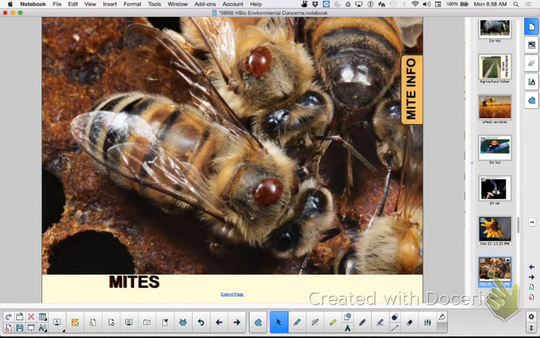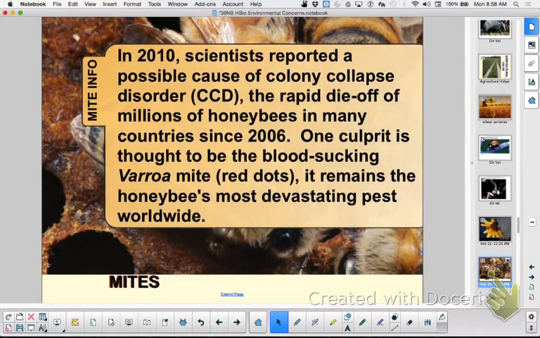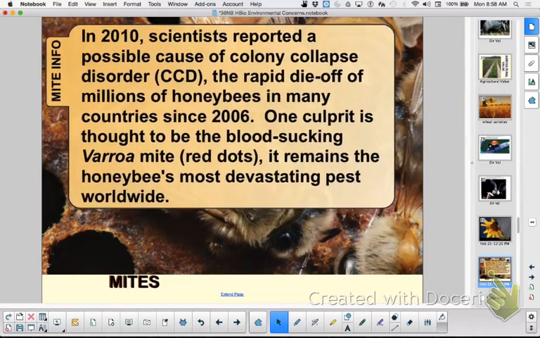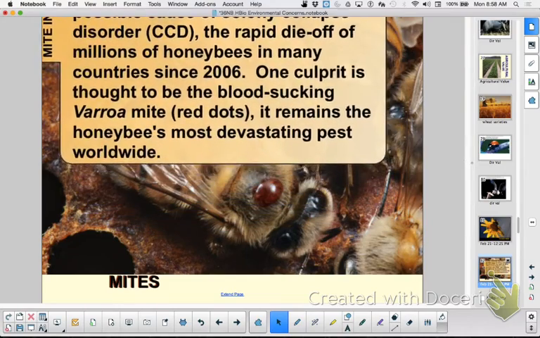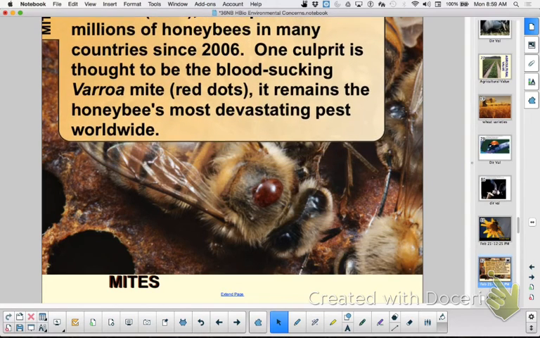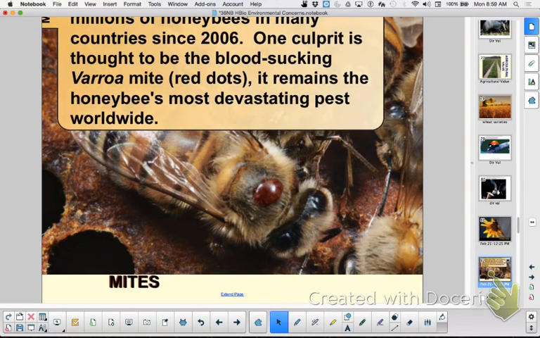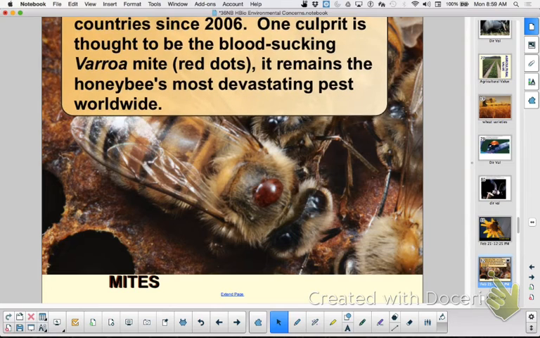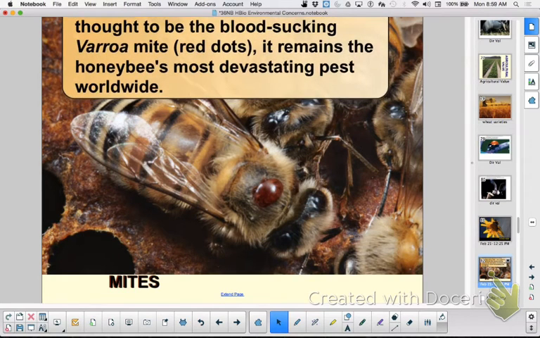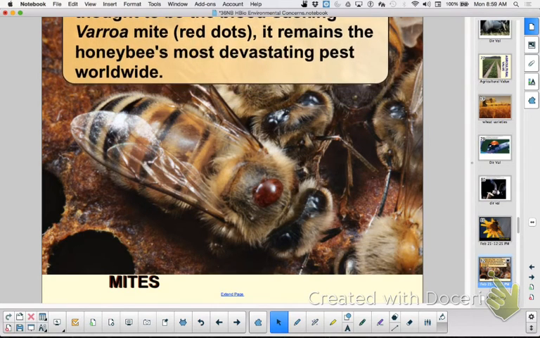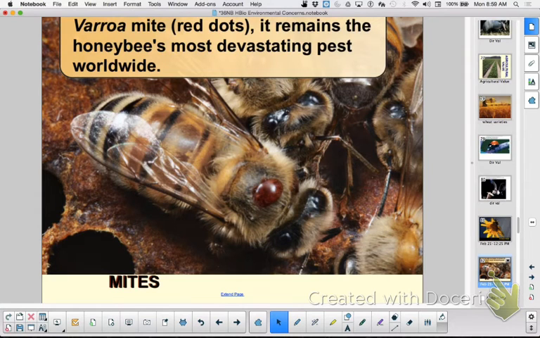And the problem is, there's something going on called colony collapse disorder, where there is a mite right here. Can you see it on him? Mm-hmm. And that mite, if you look right here, in 2010, scientists reported a possible cause of colony collapse disorder, a rapid die-off of millions of honeybees in many countries since 2006. One culprit is thought to be the blood-sucking varroa mite, the red dots. It remains the honeybee's most devastating pest worldwide.